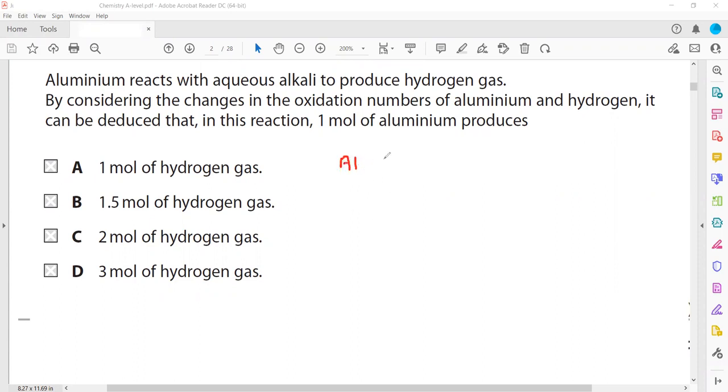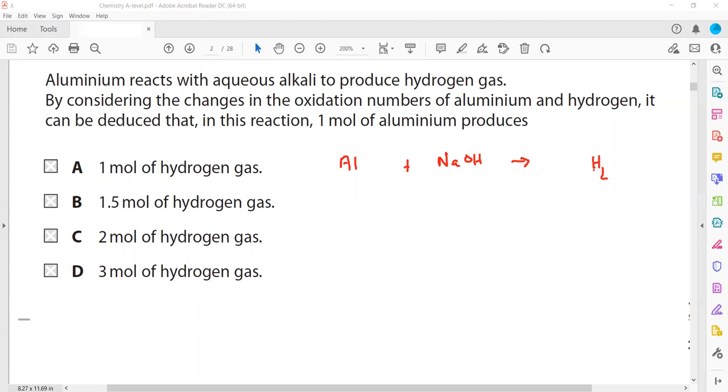So aluminium is there, reacted with an alkali, for example, reacting with sodium hydroxide. And as a result, the reaction will produce hydrogen gas. So in terms of change in oxidation number, we don't have to write the full equation, because if we work out in terms of change in oxidation number, we can just mention it.